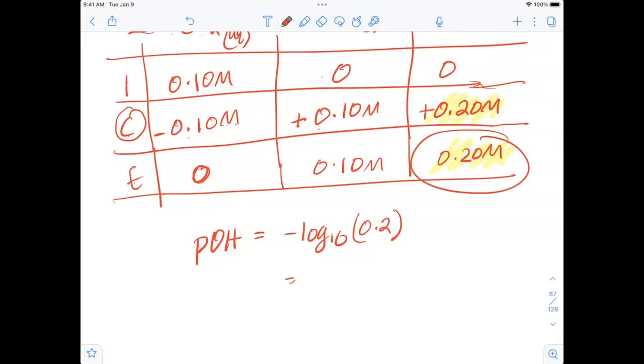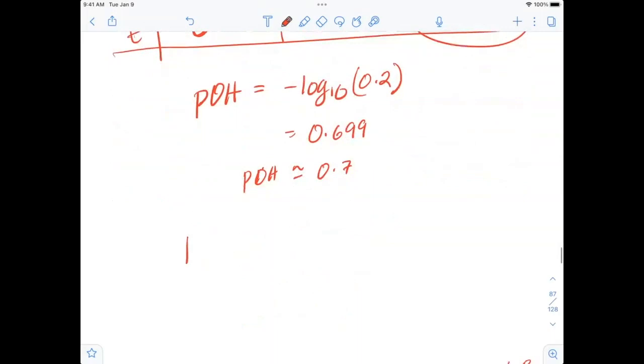Y'all, I'm sorry, since I'm sharing the screen, I can't really show you how I do the math. There's only so much I can do when I'm sharing the whole application, right? But I press this right here, and this should end up being 0.699 or approximately 0.7 pOH.